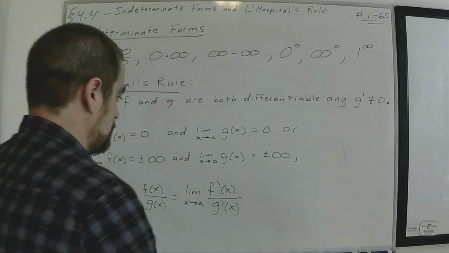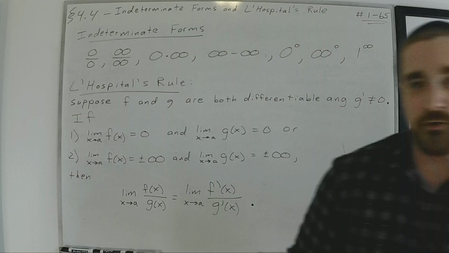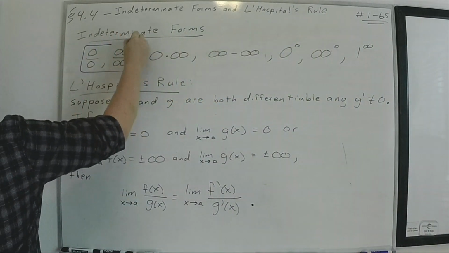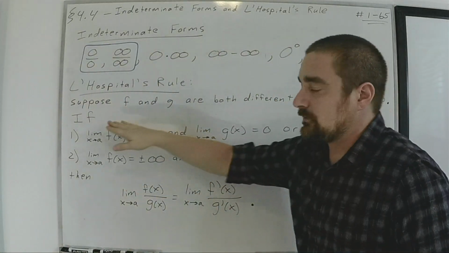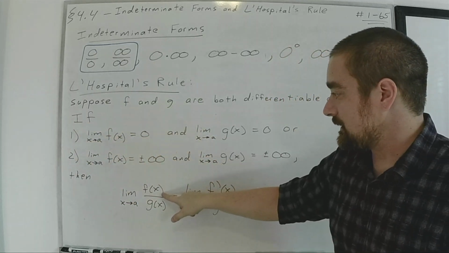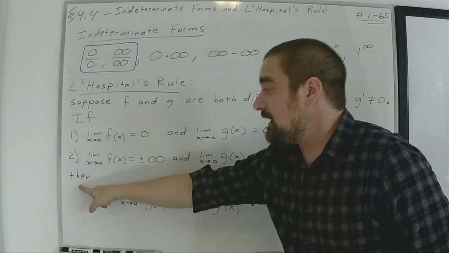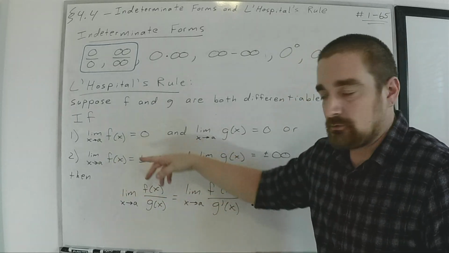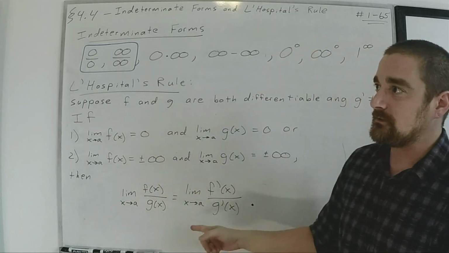So this is what is known as L'Hopital's rule. If you're trying to evaluate a limit and you get something like 0 over 0 or infinity over infinity, then you get to use L'Hopital's rule. Notice this is an if-then statement. If the limit as x goes to a of f of x is 0 and the limit as x goes to a of g of x is 0, then you get to use L'Hopital's rule. Or if the top is an infinite limit, plus or minus, and the bottom is an infinite limit, plus or minus, then you get to apply L'Hopital's rule.